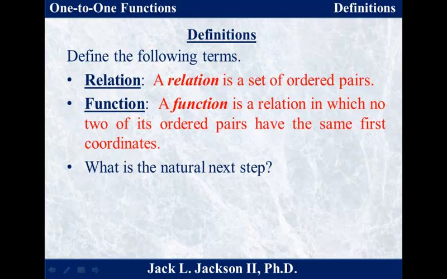Okay, you should remember that a relation is defined to be a set of ordered pairs, and a function is a relation in which no two of its ordered pairs have the same first coordinates. What's the natural next step? We have a relation, it's a set of ordered pairs. A function is a relation in which no two of its ordered pairs have the same first coordinates. What's the natural next step?